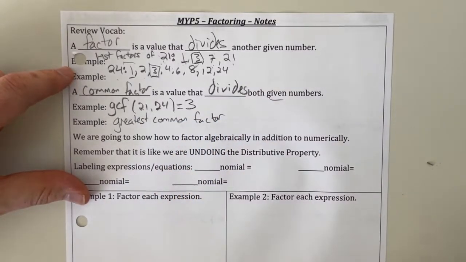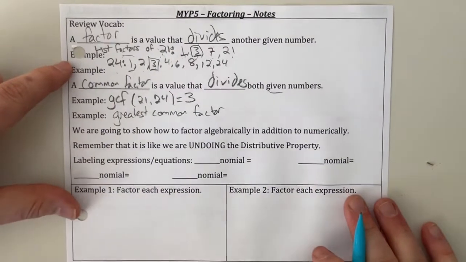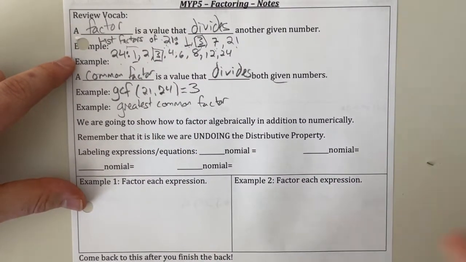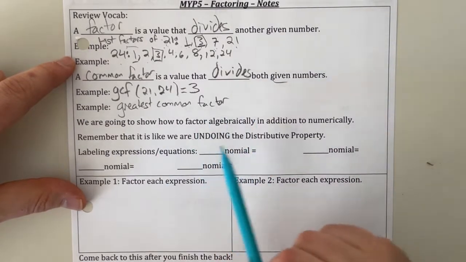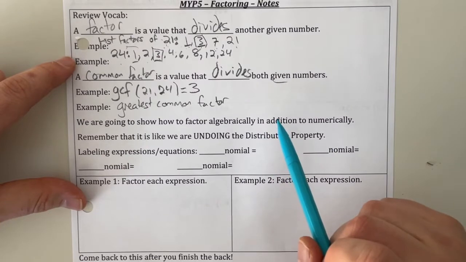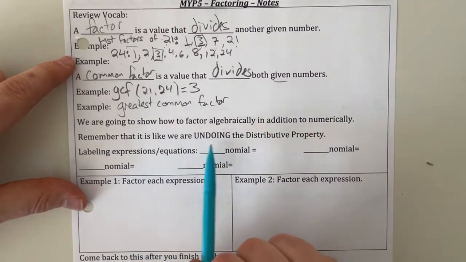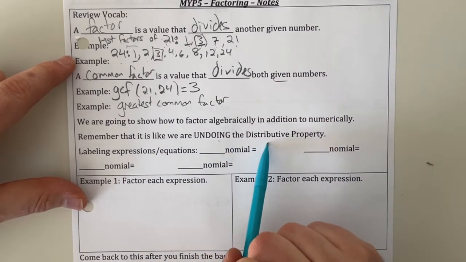Okay. So again, now we're going to use this idea for some algebraic expressions. So I'm going to be able to factor it algebraically in addition to numerically. So just remember, we're going to be essentially undoing that distributive property.